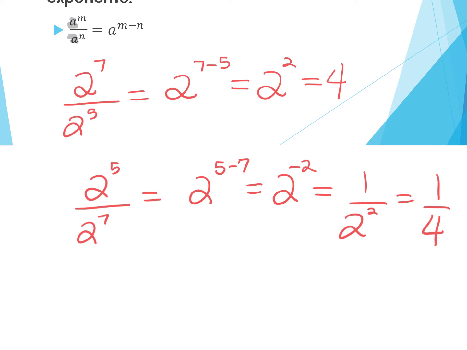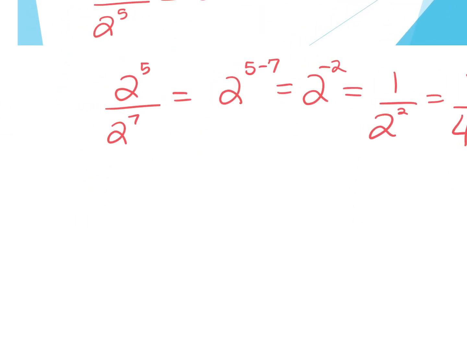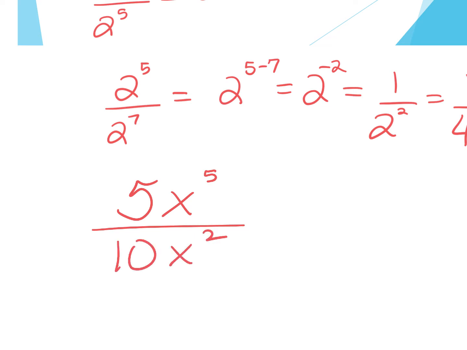Question: Are a base and a coefficient the same thing? Well, let's say we have something like this, and we're going to see some examples. Let's say it's 5x to the 5th divided by 10x squared. The 5 and the 10 are the coefficients, but the bases here would be the x's. Does that make sense? Yes.